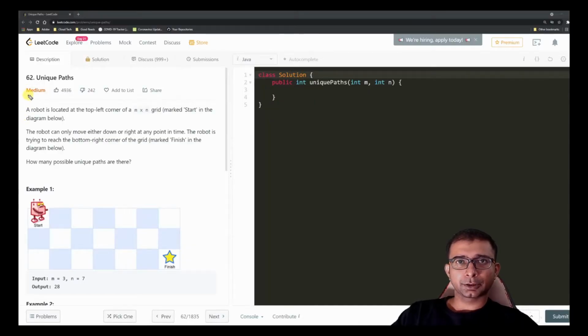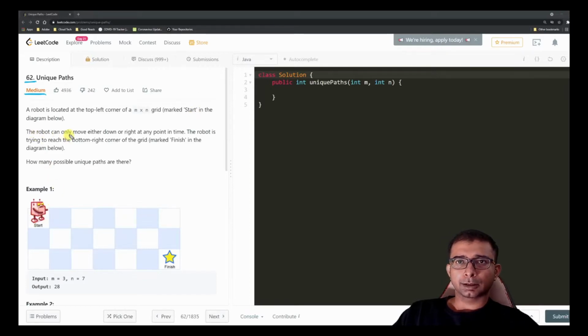So today we are going to look at another medium level problem from Leetcode. The problem number is 62, Unique Paths. It says a robot is located at the top left corner of an m by n grid, marked start in the diagram below. So over here you can see that there is a start and here is our robot.